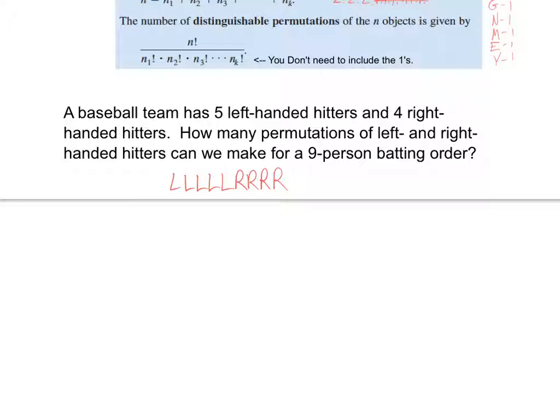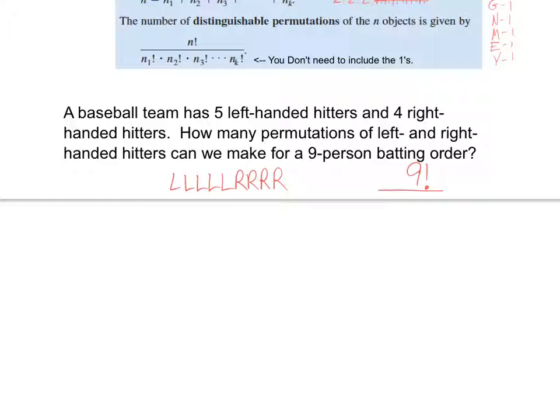If they're names, then n is 9, yes. So we would have a 9 factorial. But we need to divide it by 5 and 4 factorials.